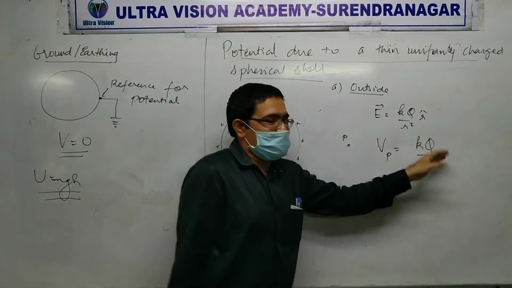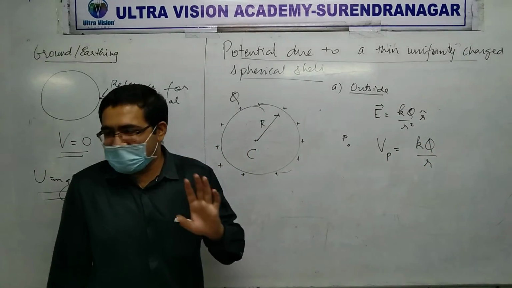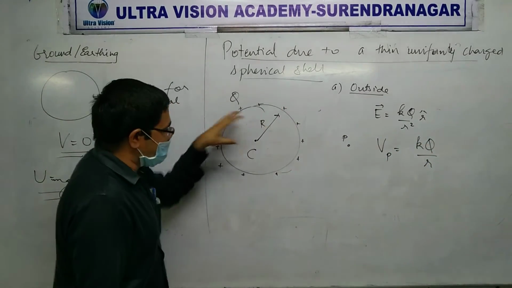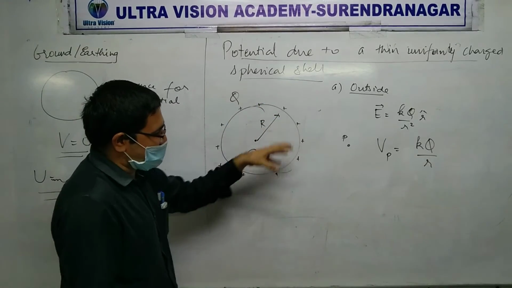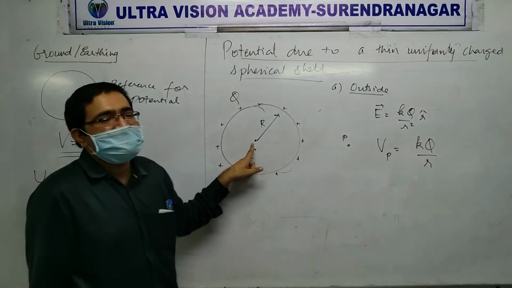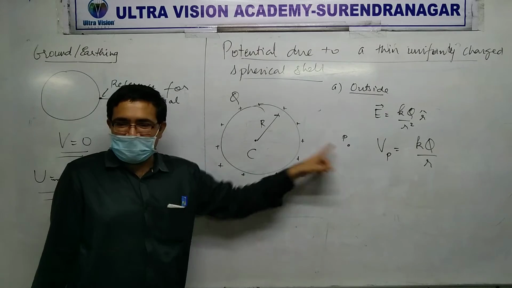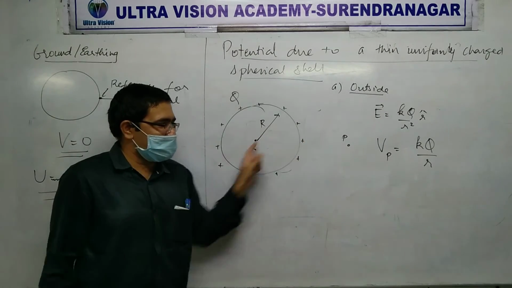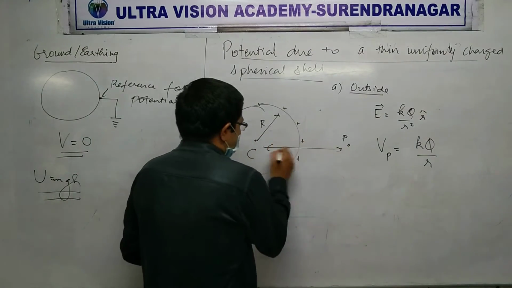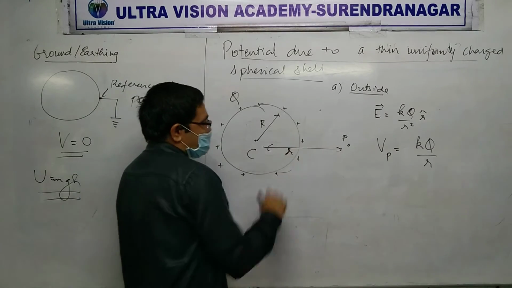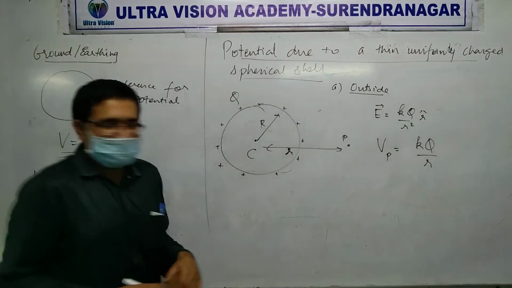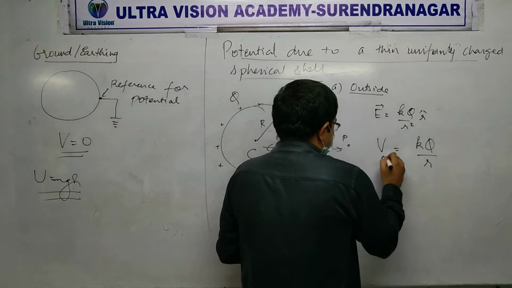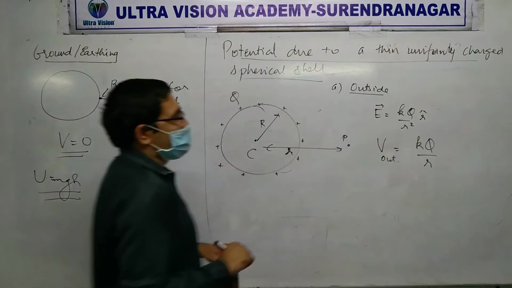So Vp is equal to kQ by small r. Again, you can also do this just by assuming that all the charge of the shell is concentrated at the center, because this point is outside. When you treat it as a point charge, the distance between these two will be small r. Is that okay? Clear? Yes. So this is the potential outside the uniformly charged shell.